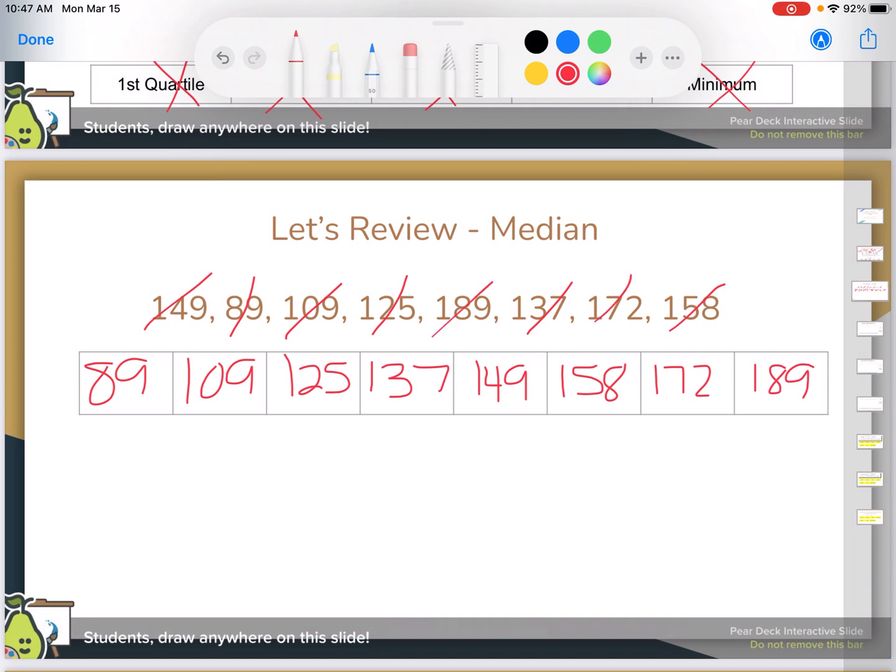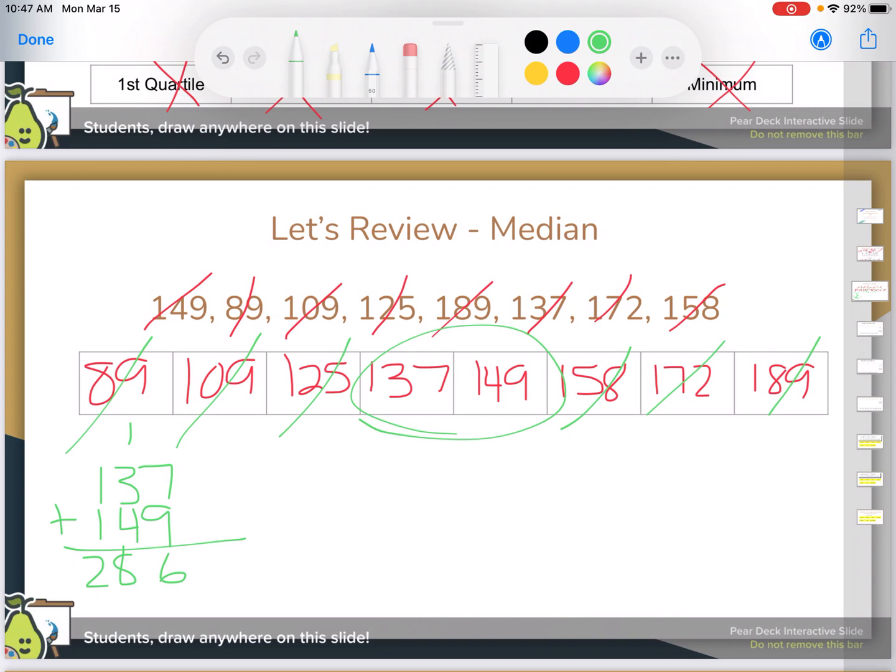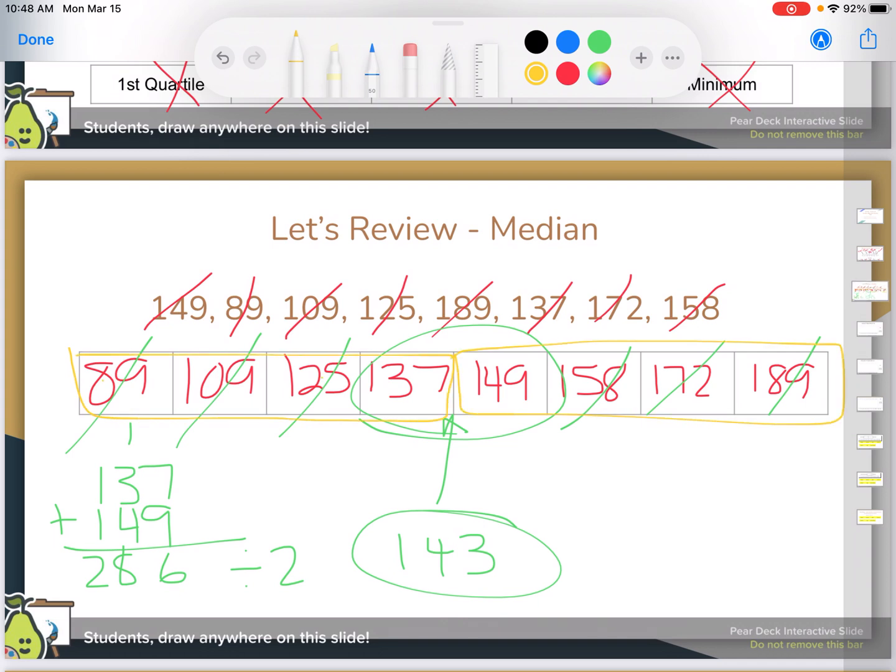So the first step when you're trying to find the median is to put the numbers in order from least to greatest. Then I cross out on each end until I find the number in the center. And in this case, I have 2 numbers in the center. So I have to add them together and divide by 2. So I have 137 plus 149, and I'm going to divide it by 2. So I end up with 143 as my median. So if you notice, you have the same number of numbers on each side. So you have 1, 2, 3, 4 numbers on the left side of the median and 1, 2, 3, 4 numbers on the right side. Median's talking about the middle of the data set, so the middle information.